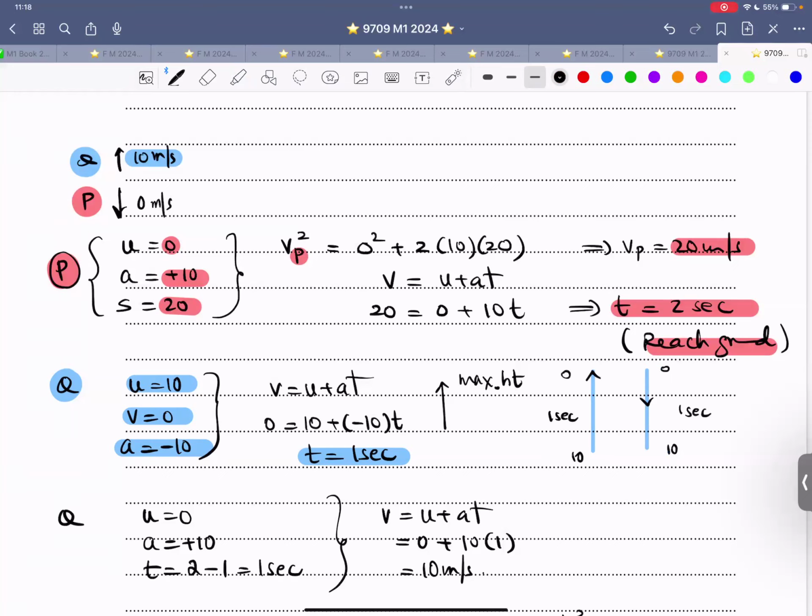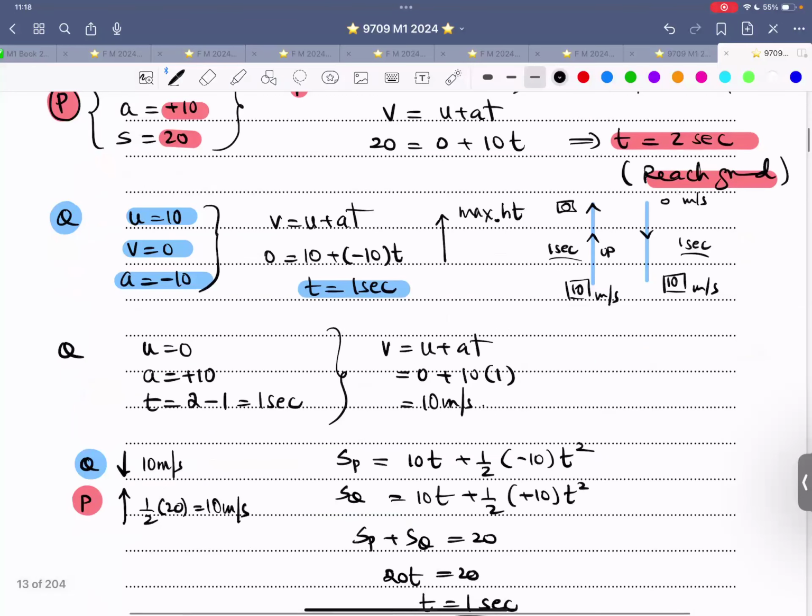Or you can say from 0 meter per second, if it moves for 1 second, it will reach a speed of 10 meter per second. And if it was moving at 10 meter per second, after 1 second, if it's going up, it will reach a velocity of 0. So this is just symmetrical. So now I have done it. I did not assume it. I want you to have a feel of it.